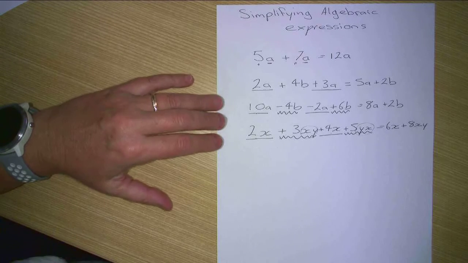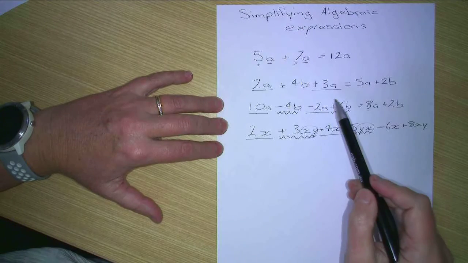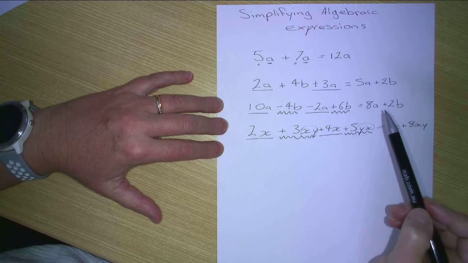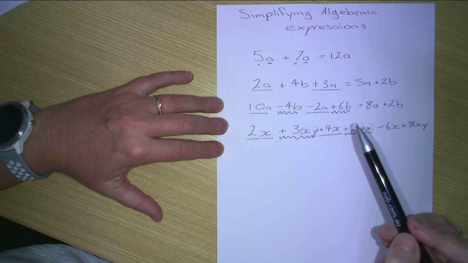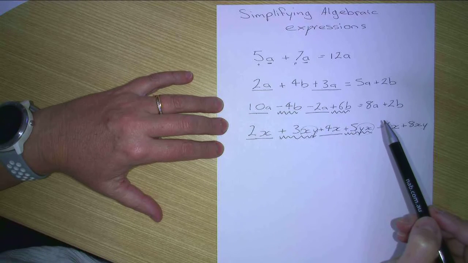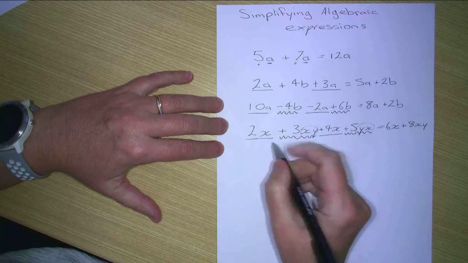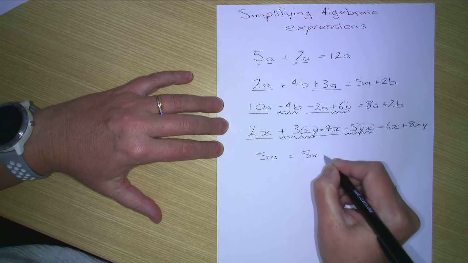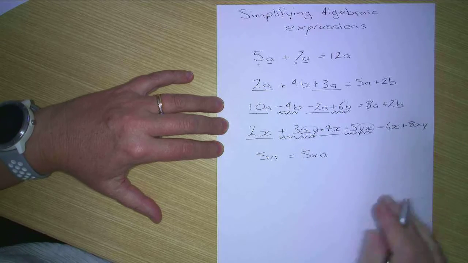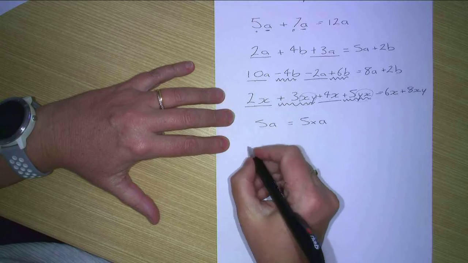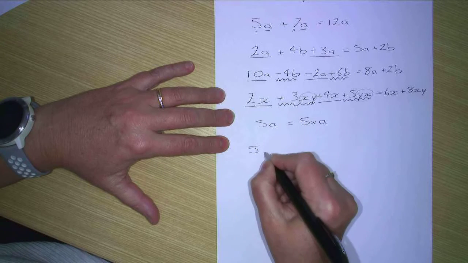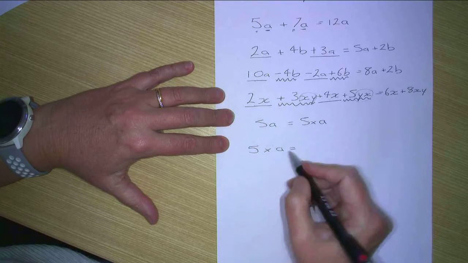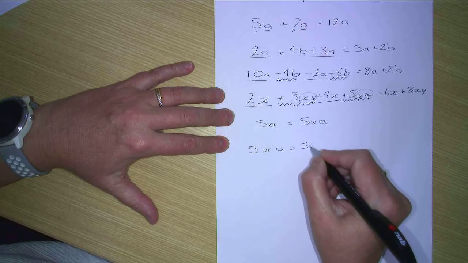So previously we looked at adding and subtracting algebraic expressions by collecting the like terms. What I want to have a look at next is what happens when we multiply algebraic expressions. Now you have to remember that 5a is equal to 5 times a. So when we get to something like 5 times a, that can be simplified by simply taking the times out, which is 5a.